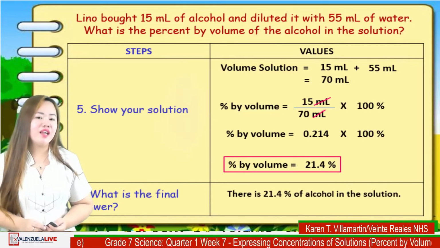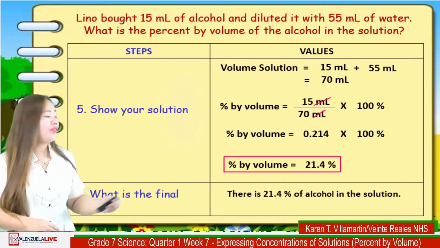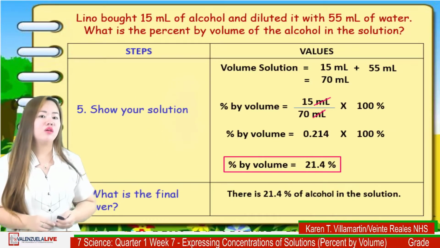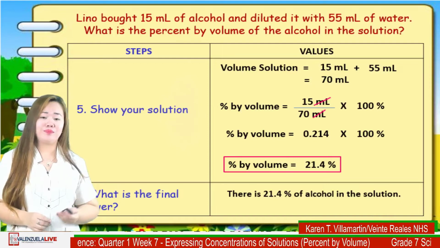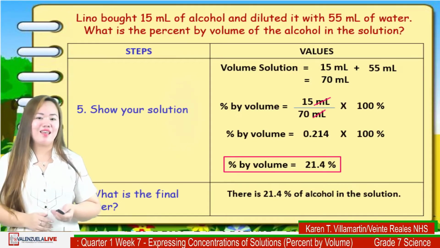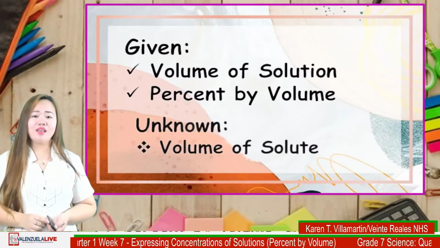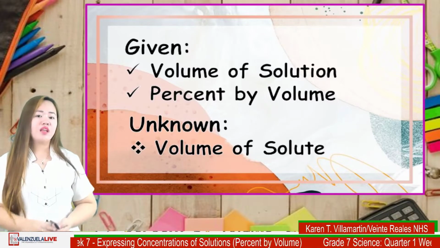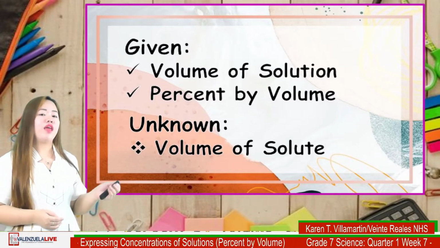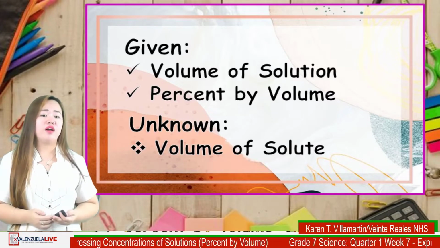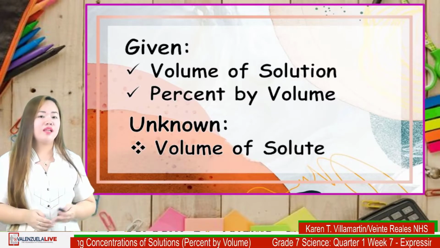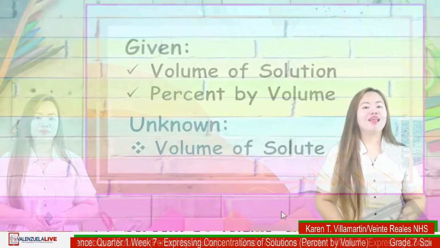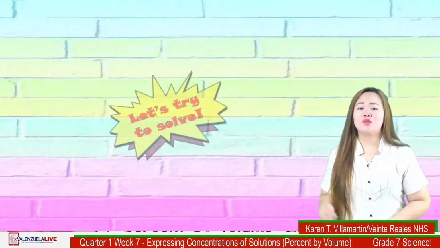Correct. The final answer is there is 21.4% of alcohol in the solution. You are all excellent. Now, let us proceed with this kind of problem. The volume of solution and percent by volume are already given, while the volume of solute is unknown. Let us try to solve this one.